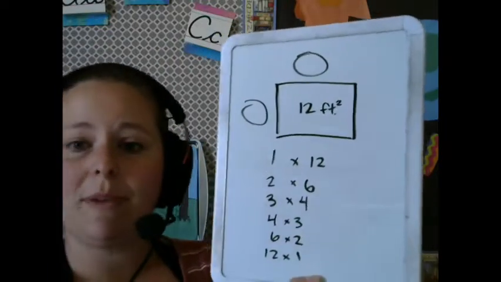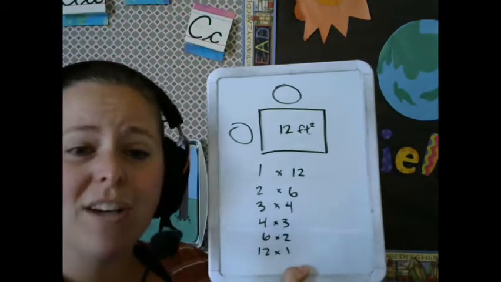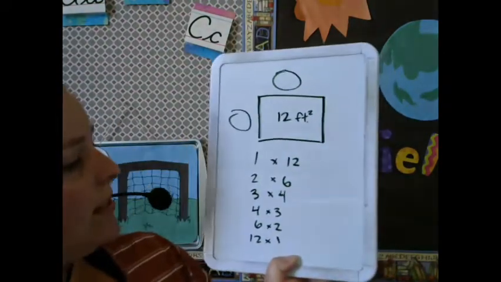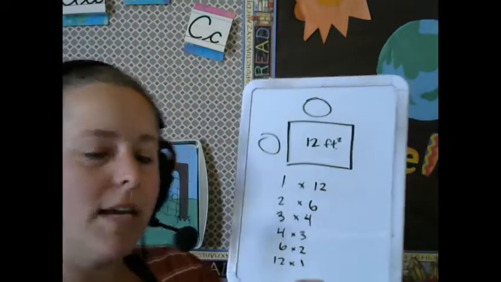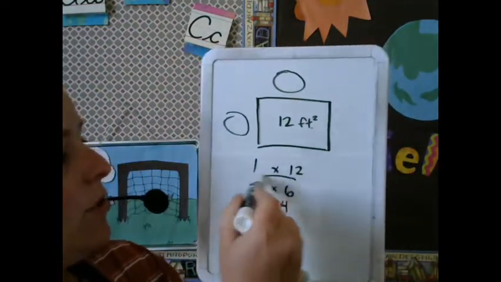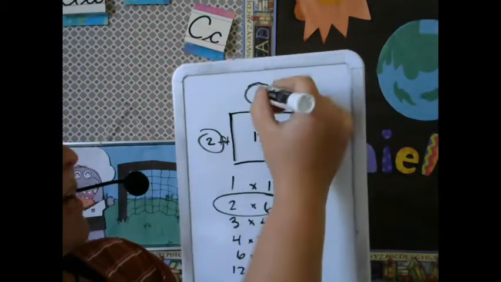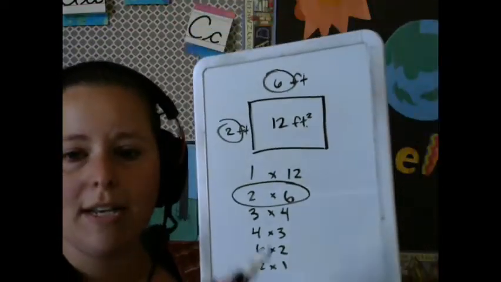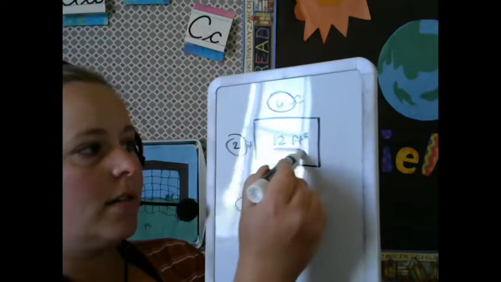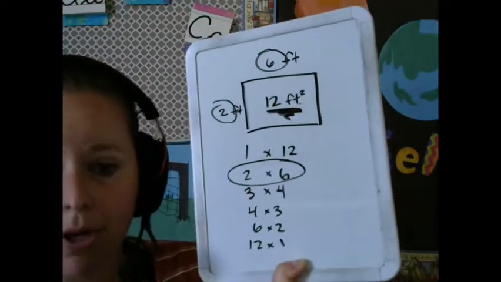So if it's telling me this is 12 square feet, what could the sides be? I need to look at these and say, well, they could be any one of these. So I'm going to pick one to label it. And because I like the 2 times 6, that's what I'm going to do. 2 feet by 6 feet. Okay? So I need to look at the center part and see what can I multiply together to get that number. All right, that was our second thing.